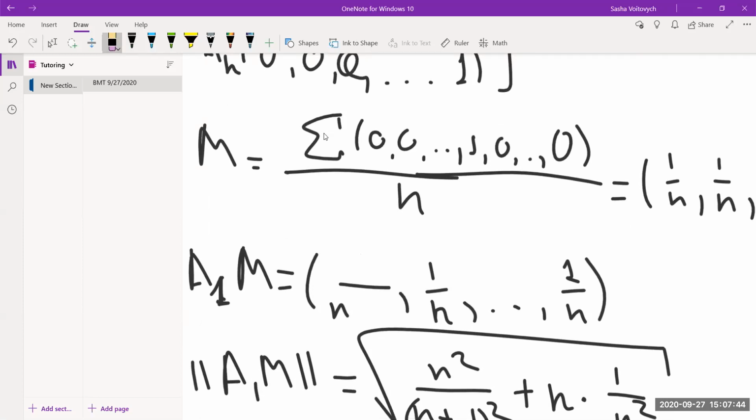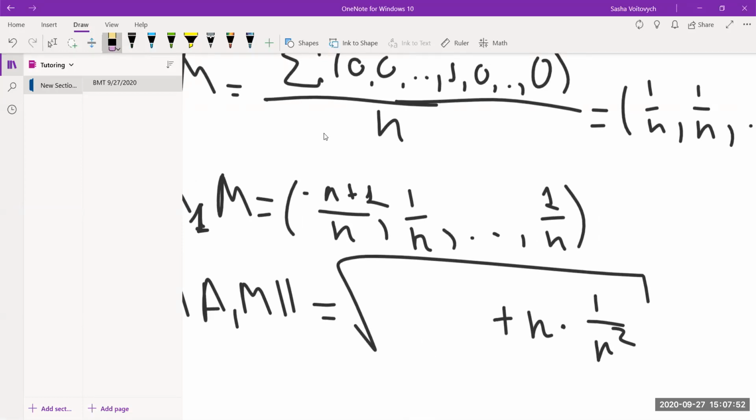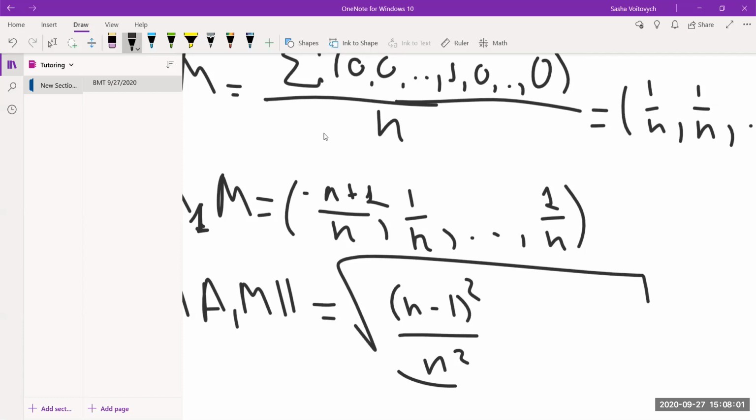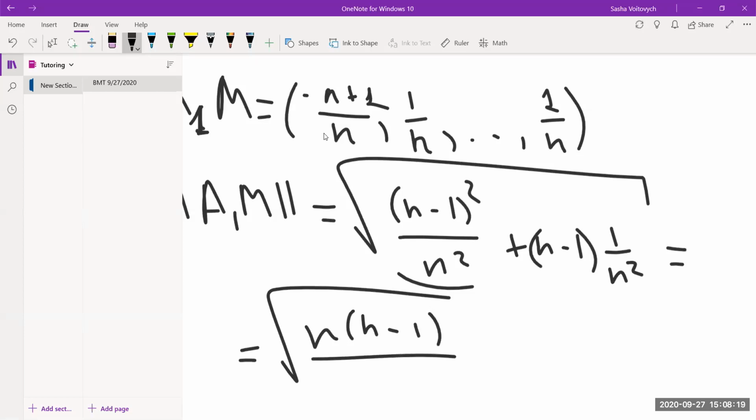Sorry, so it should be this. And here, this should be n minus 1 squared divided by n squared. So we have one term like this, and then we have n minus 1 terms of this form. Okay, so we just rearrange some terms. And what we get is, in the numerator, we will get n times n minus 1, and in the denominator, we will get n squared.